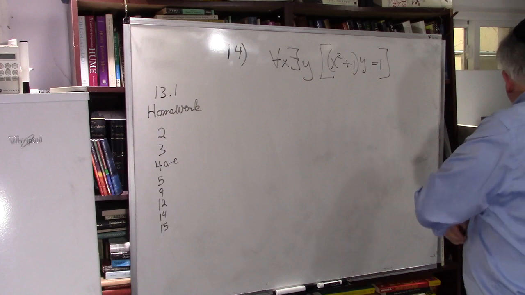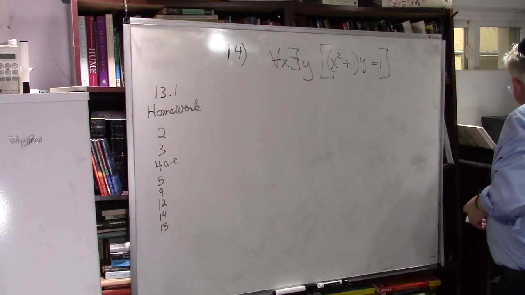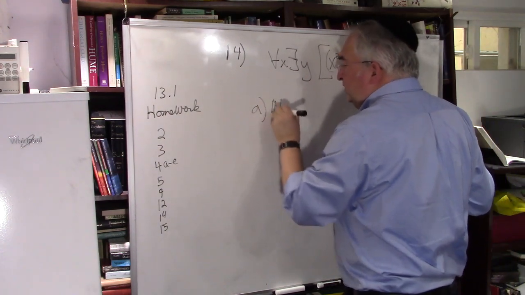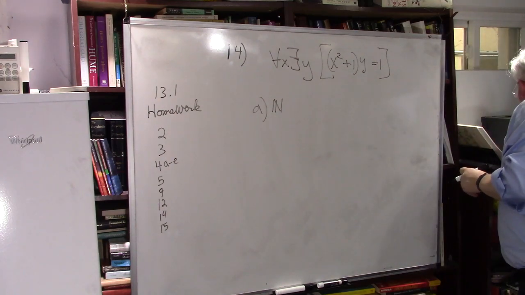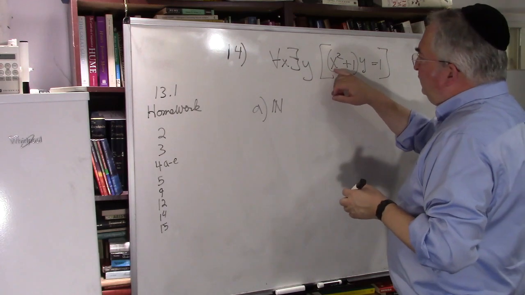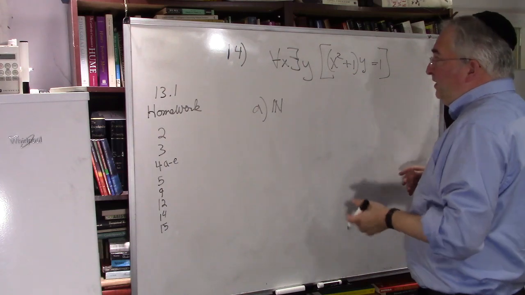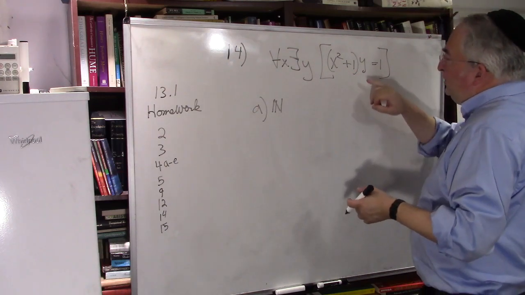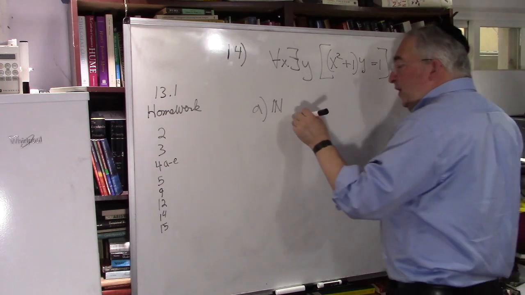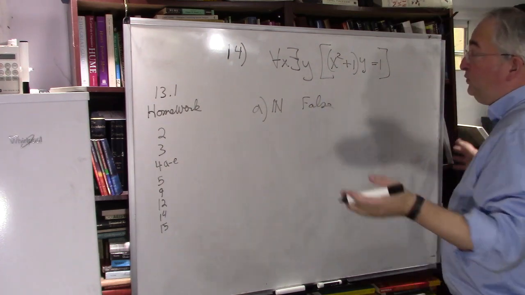Okay, so let's do this. First, they want to know about the natural numbers. Is this true in the natural numbers? The answer is no. Why? Take x to be 53. 53 squared is some humongous number, plus 1 is some humongous number plus 1. There's no way you're going to multiply that big number times y to equal 1. So I'm going to say that this is false. It doesn't work for 53. It doesn't work for most numbers.